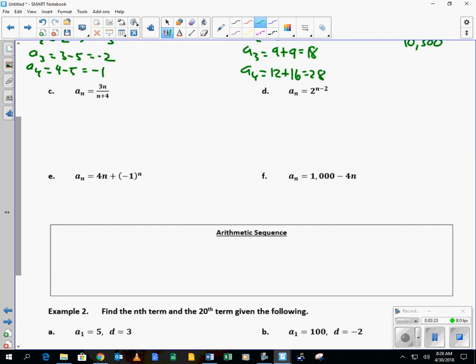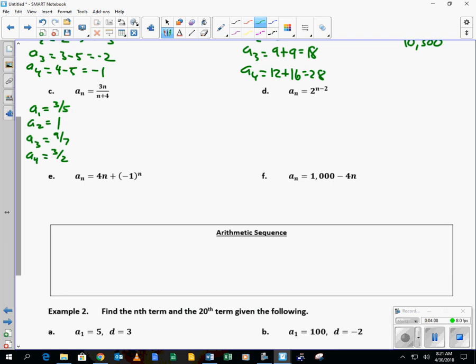We look at a sub n is equal to 3n over n plus 4. So a sub 1 would be what? 3/5. A sub 2 would just be 1, right? A sub 3, 9/7. A sub 4, 12 over 8, or 3/2.